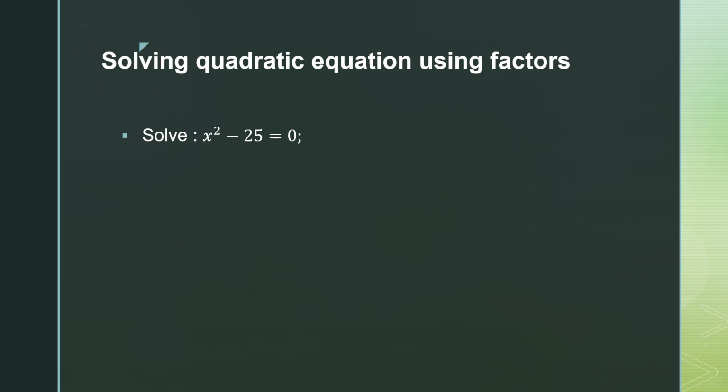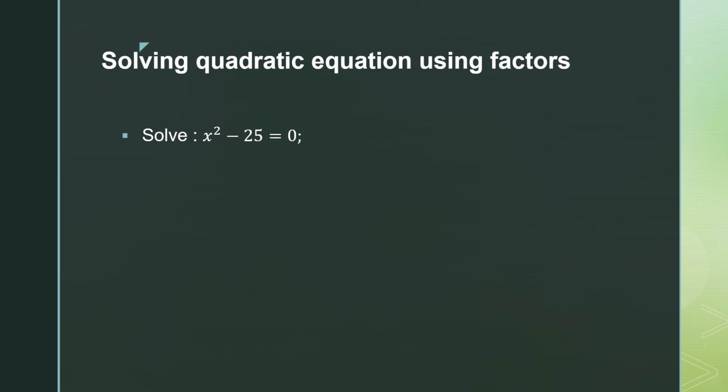Now we will learn how to solve the quadratic equation. There are different methods of solving quadratic equation. We will learn now the first method, which is using the factors or factorization. So let's start with this example, x squared minus 25 equals 0. This is a quadratic equation, and we need to solve this equation.